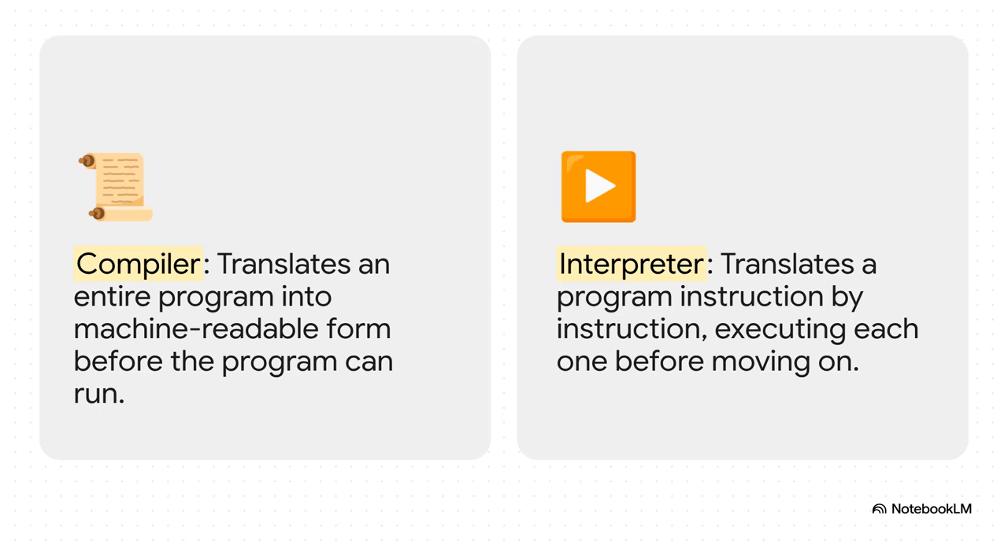So how does this translation actually happen? Well, there are two main ways. First, you've got a compiler. Think of it like a book translator. It takes your entire program, converts all of it into machine code in one go, and creates a new standalone file you can run. This is generally way faster. Then you have an interpreter. This is more like a simultaneous translator at a conference. It reads and executes your code one line at a time, on the fly. It's more flexible, but yeah, often a little bit slower.